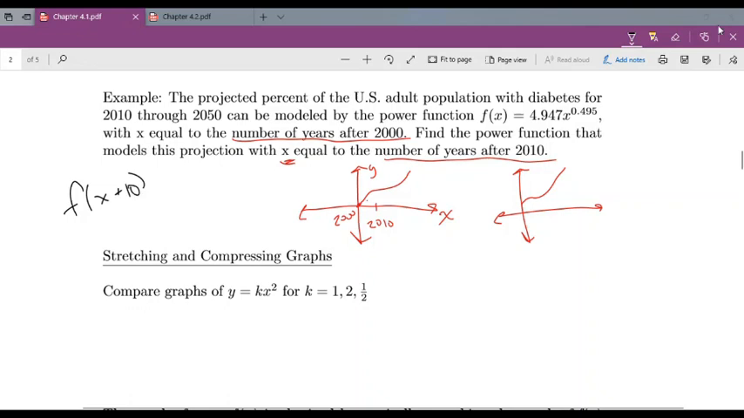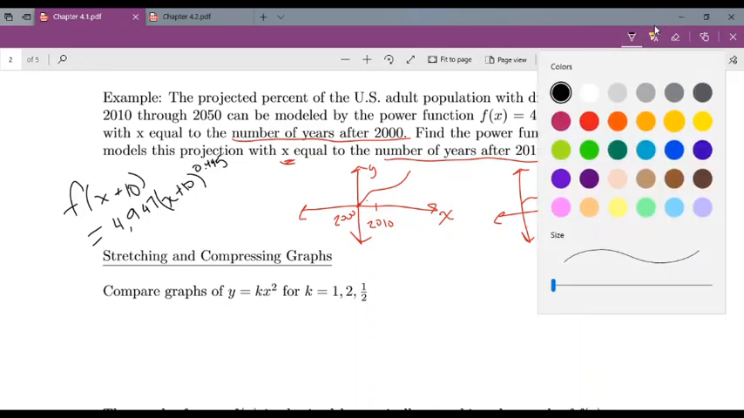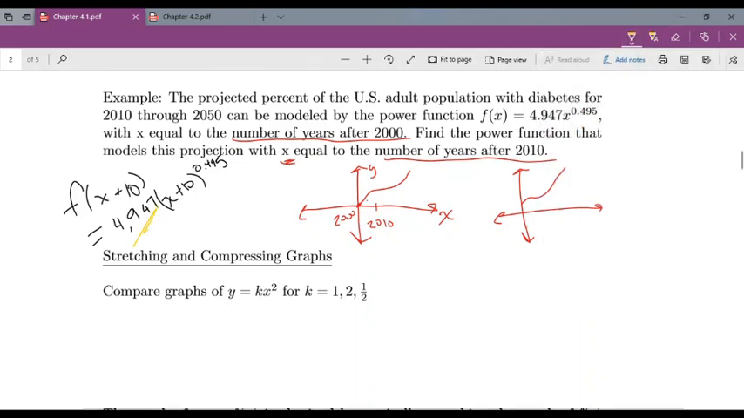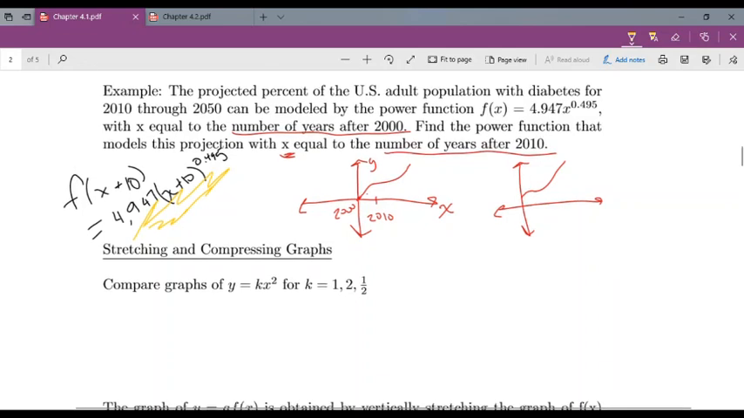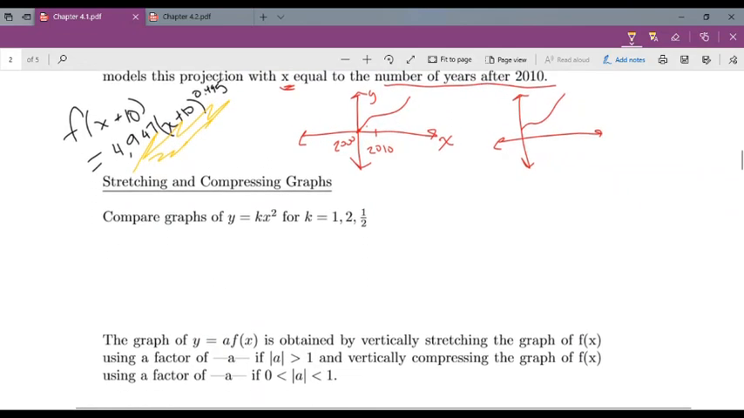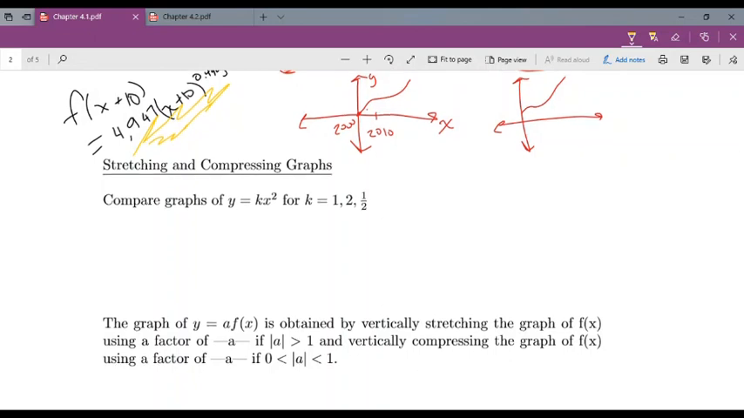10. So that what it looks like is 4.947 times x in the parentheses plus 10, raised to the 0.495. Okay, so that would be our new function. That would be our new f of x. So that would be our new power function. This would be it right here. That's our new function. That would be our answer. Easy enough. Sometimes it helps to sketch out a picture, kind of think through the process, and that's the kind of thought process I want you to have.